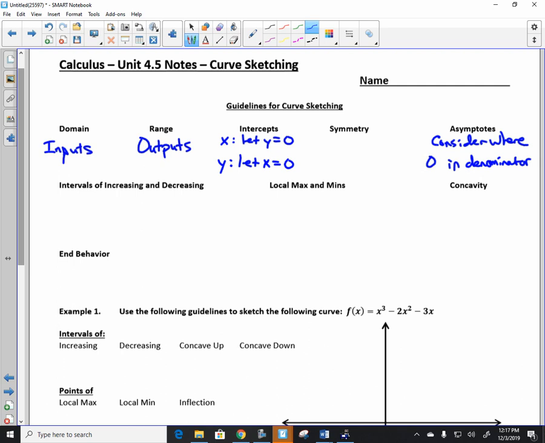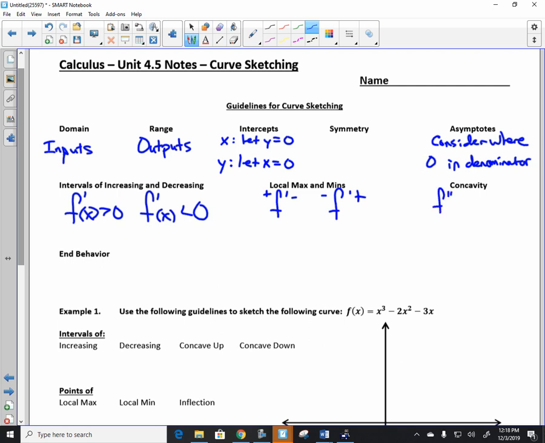When you want to consider intervals of increasing and decreasing, does anybody know how we find where functions are increasing and decreasing? If f prime of x is greater than 0, the function is increasing. If f prime of x is less than 0, the function is decreasing. Do you know how we determine if there's a local maximum? Where f prime changes from positive to negative. A min is where f prime changes from negative to positive. Concavity is where what?